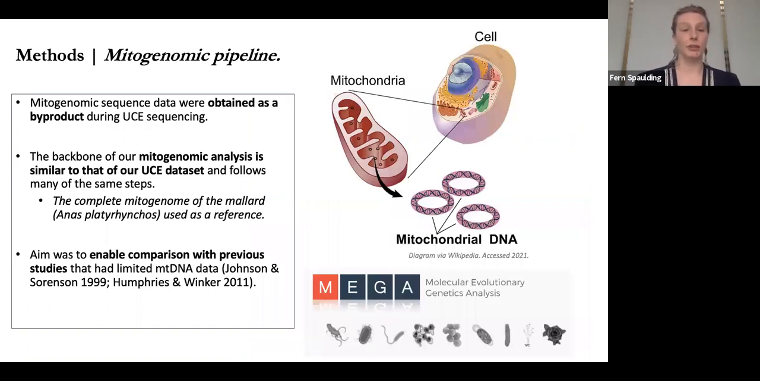For our mitogenomic pipeline, again, mitogenomic sequence data was obtained as a byproduct of our UCE sequencing. The backbone of our mitogenomic analysis is very similar to that of our UCE data set. Again, with the mitogenomic analysis, we used the complete mitogenome of the Mallard as a reference sequence. The aim of our mitogenomic pipeline was to enable comparison with previous studies that had limited mitochondrial data.